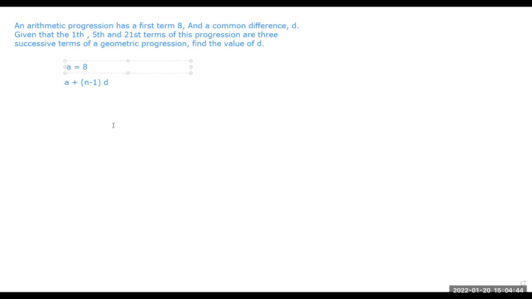Good, that's the nth formula of any term. Good. A plus n minus 1 d. And that's the formula for which term? Fifth. The fifth term. Good. Can simplify it. Five minus one, just put 4d.